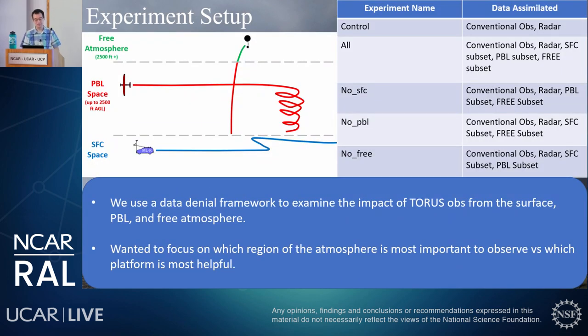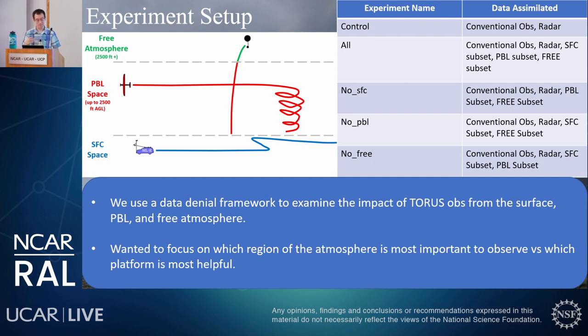And to do that, I'm running a data denial experiment framework. But instead of looking at individual platforms, I'm looking at regions of the atmosphere. So I have the surface space, which is just the NSSL Mesonet obs from TORUS; the PBL space, which is the UAS observations and the lower part of each radiosonde observation from the surface to 2,500 feet AGL. So we kind of cut that off at the highest flight the UAS are allowed to fly. And finally, I have the free atmosphere observations. So that's everything above where the UAS are allowed to fly from the radiosondes.